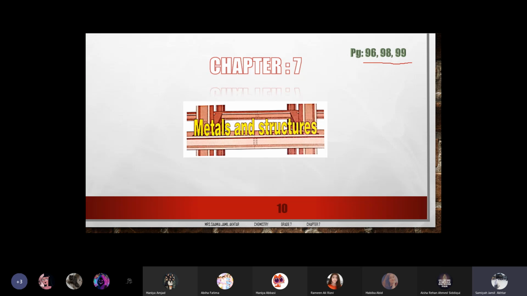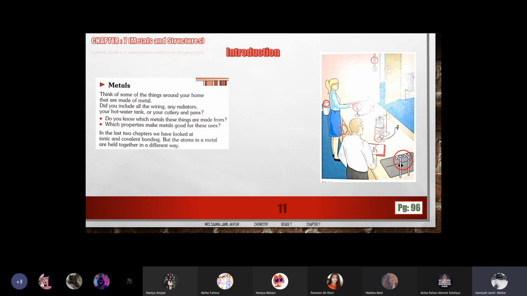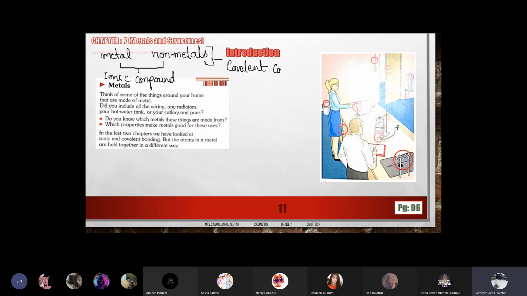Okay, yes beta, now page number 96, first one: metals and structures, the introduction. First we discussed metals and non-metals, and how they form ionic bonds. We discussed that there are two different types of elements, the main elements present in the periodic table: metals and non-metals. When a metal combines with a non-metal, it makes an ionic compound, which we discussed in chapter 5. When non-metals form bonds with non-metals, they form covalent compounds.